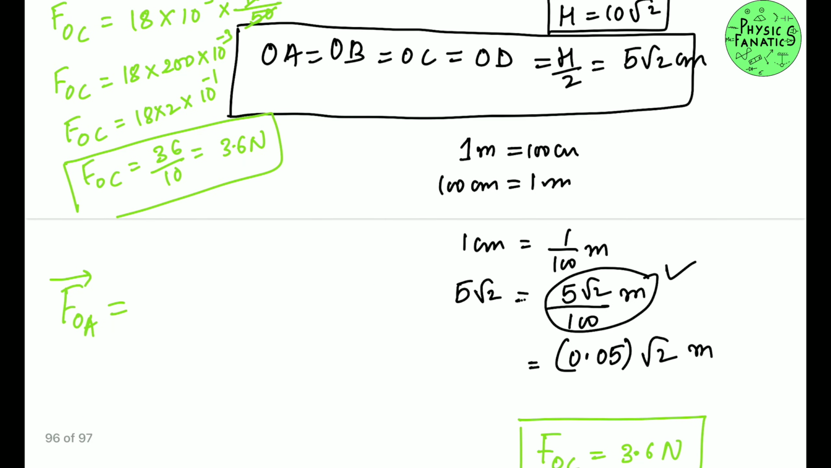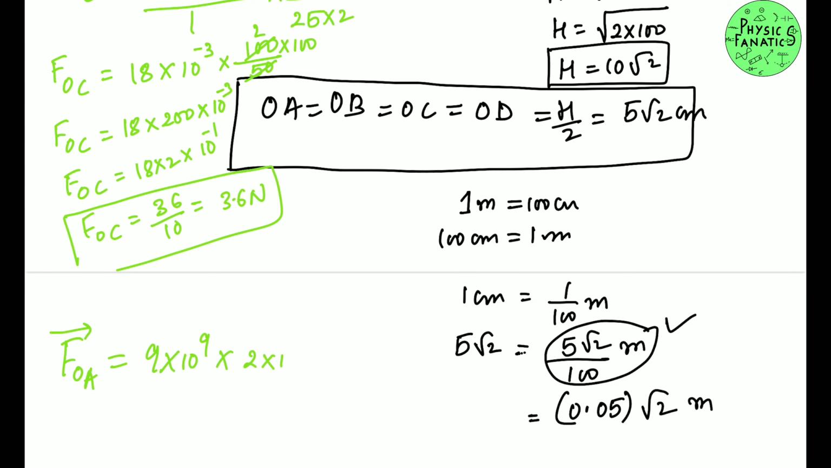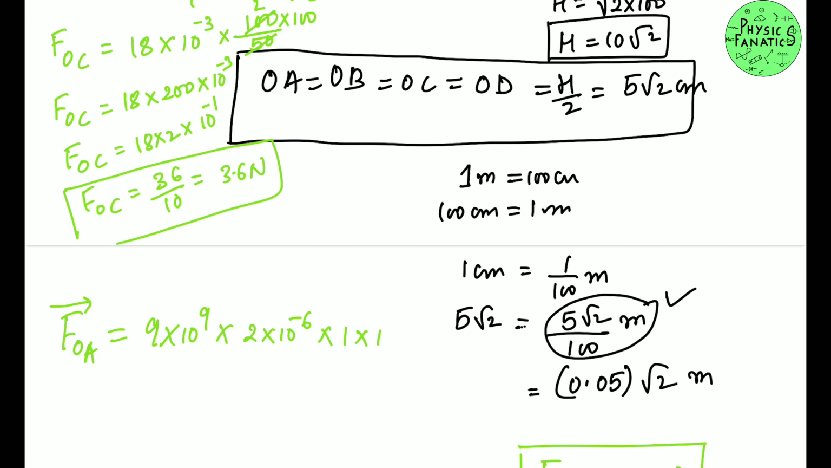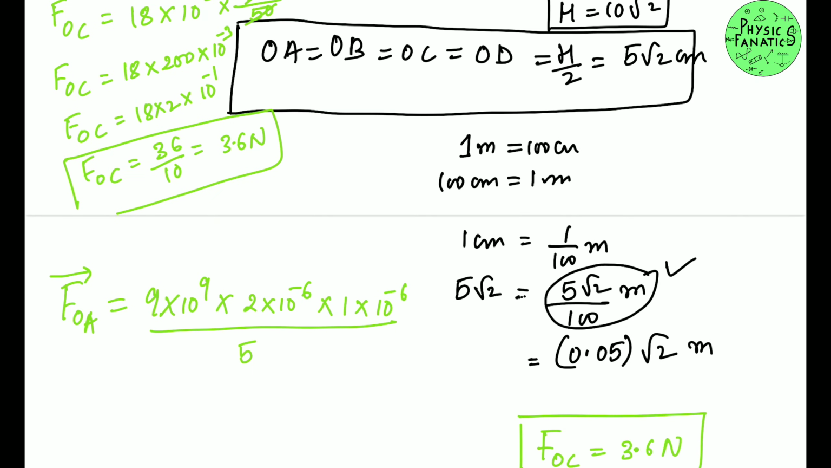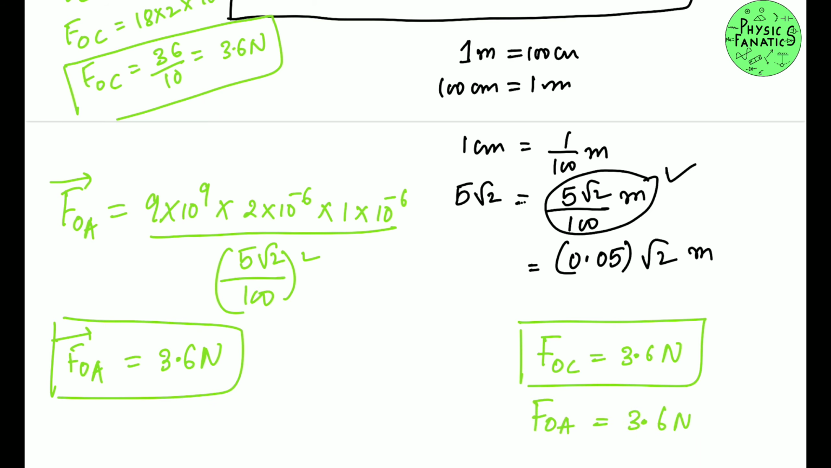So you guys can see this will be 9 into 10 to the power 9 into, what are the charges again? 2 into 10 to the power minus 6 multiplied by 1 into 10 to the power minus 6 divided by, I hope you're getting the same value, 5 root 2 upon 100 square. So actually FOA will also have the same value, that is 3.6 Newton. So FOA is also getting 3.6 Newton. I hope you guys can see that.